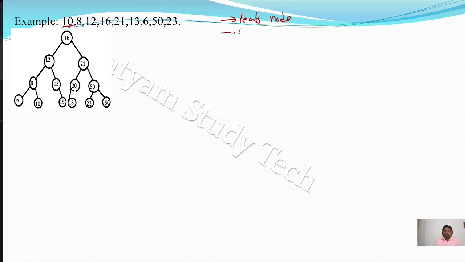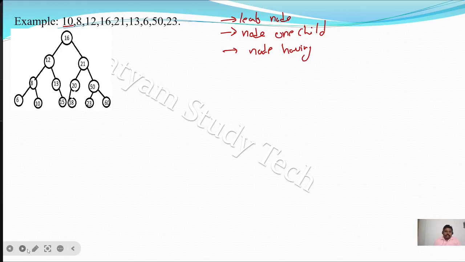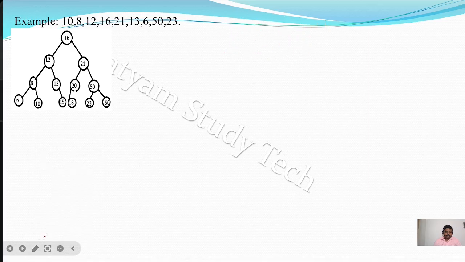If the node has one child, then replace with that child, then delete. If the node has two children, then you can follow inorder predecessor or inorder successor. Now you can see here we can delete 10.